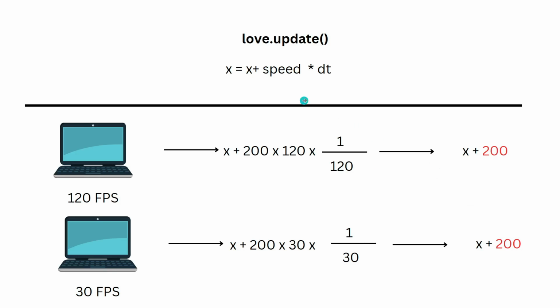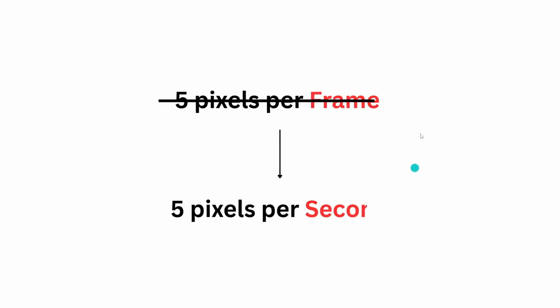Now we can see that when we multiply our speed by our delta time value, the speed of an object, or the increase in x position of an object, does not depend upon the number of frames, and that is how it should be. The speed of a car or that of an object should not depend upon how many frames the game is running at. It should always be constant, and delta time enables us to do just that. So the speed of the car would go from 5 pixels per frame to 5 pixels per second.